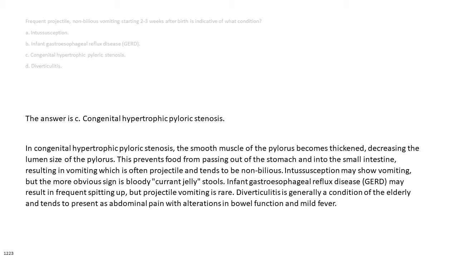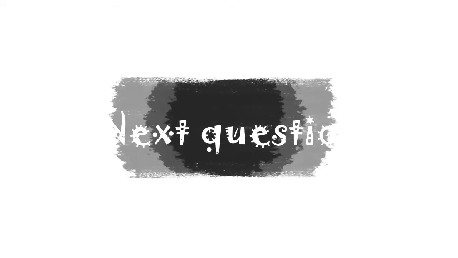Intussusception may show vomiting, but the more obvious sign is bloody currant jelly stools. Infant gastroesophageal reflux disease, GERD, may result in frequent spitting up, but projectile vomiting is rare. Diverticulitis is generally a condition of the elderly and tends to present as abdominal pain with alterations in bowel function and mild fever.